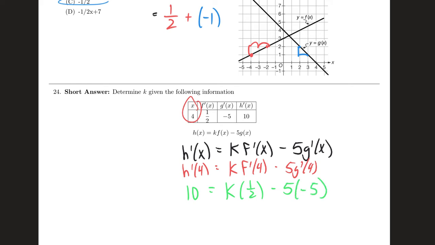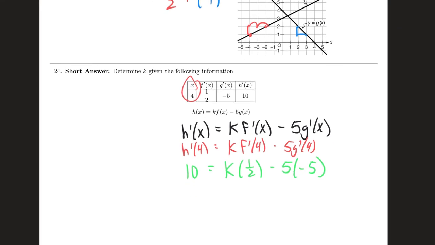All right, so now I just have to solve this equation. Subtract 25 to the other side. Then multiply by 2 to get negative 30. All right, so that's going to be my k value. Basically just knowing that k is a constant, so I don't have to do anything when I take the derivative. It just hangs out. And then knowing I can split up this derivative into smaller pieces, plug those values in, and solve for k.